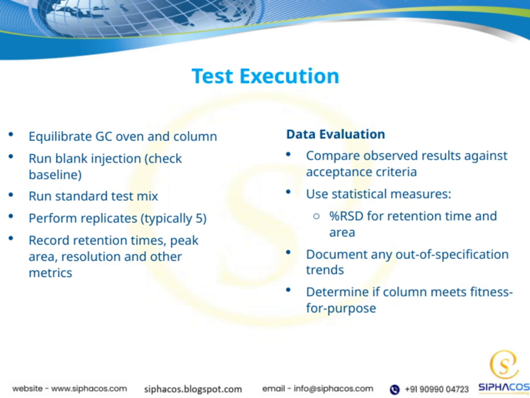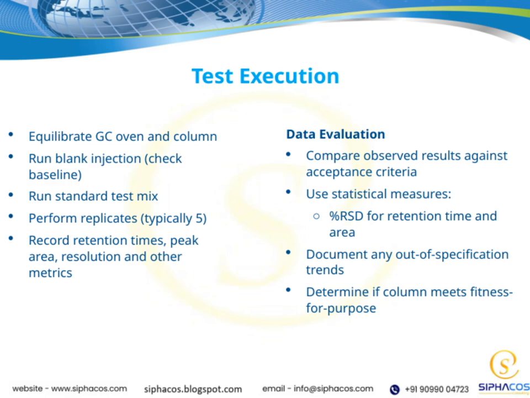Now, moving on to test execution. We start by equilibrating the GC oven and column, ensuring everything is stable before running samples. First, we run a blank injection to check the baseline and make sure there's no contamination or drift. Next, we run our standard test mix to confirm the system's performance.